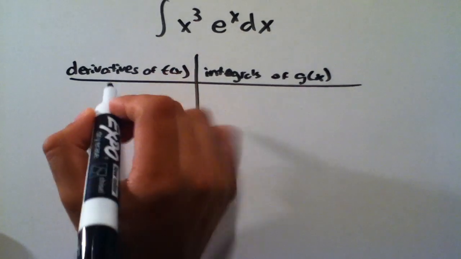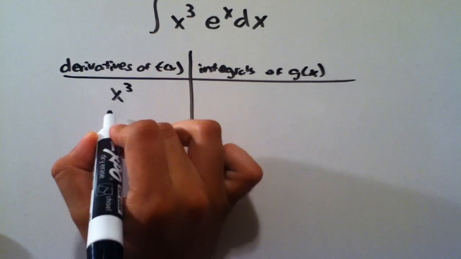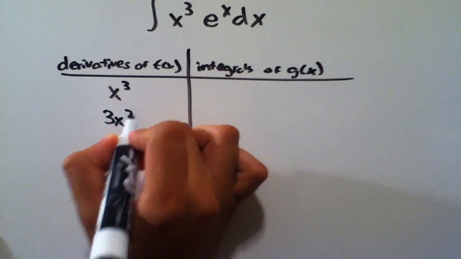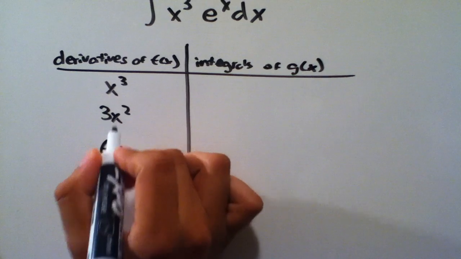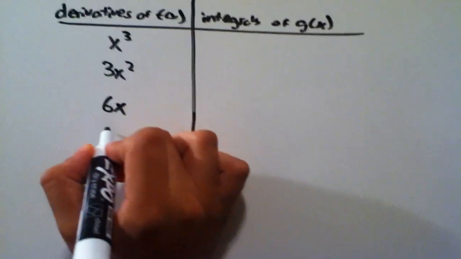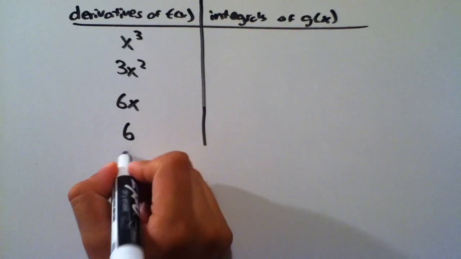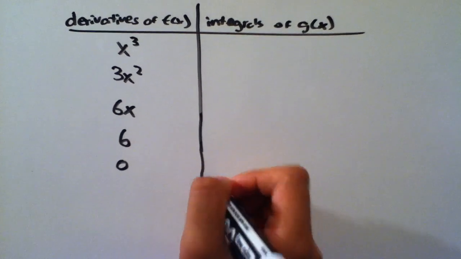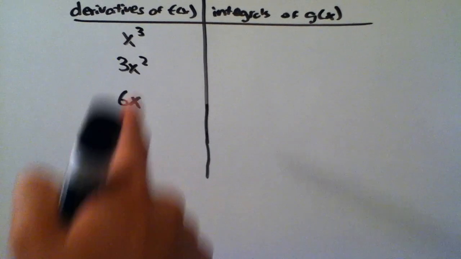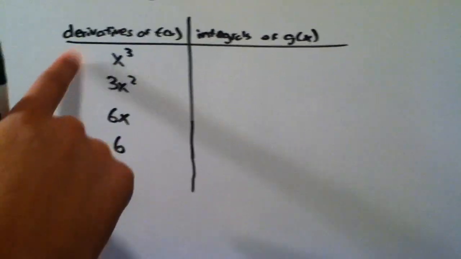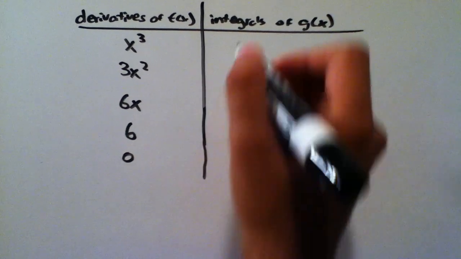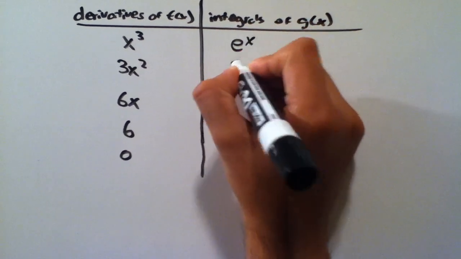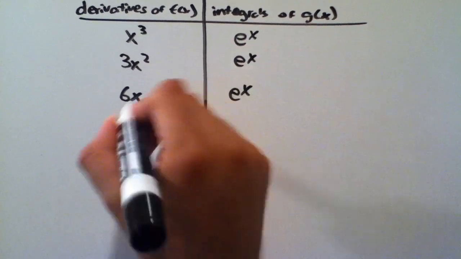So the derivative of x cubed is 3x squared, then you get 6x, because that's the derivative of 3x squared, then the derivative of 6x is 6, and the derivative of 6 is 0. So as you can see, after repeatedly differentiating, you reach 0. And the other side will just be e to the x over again 5 times.